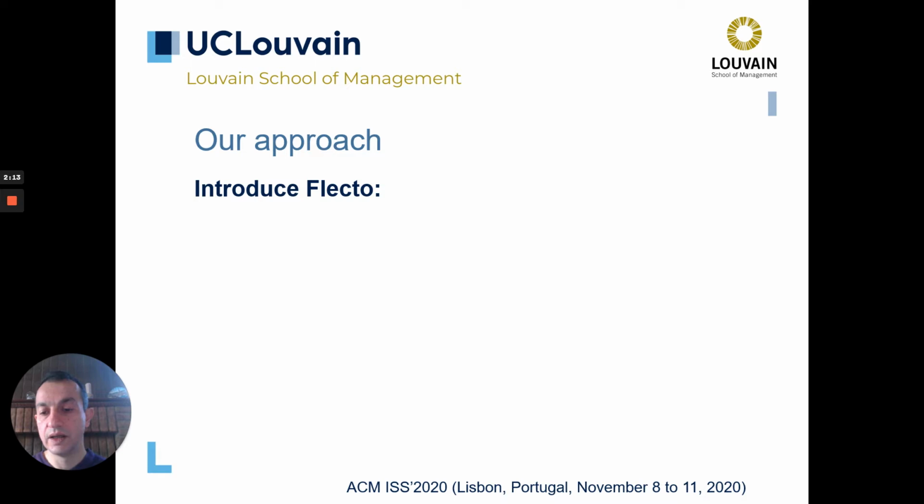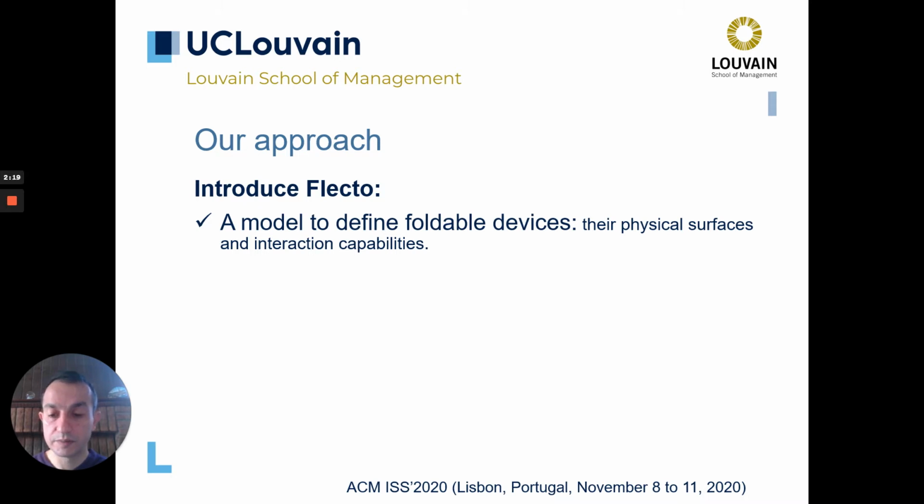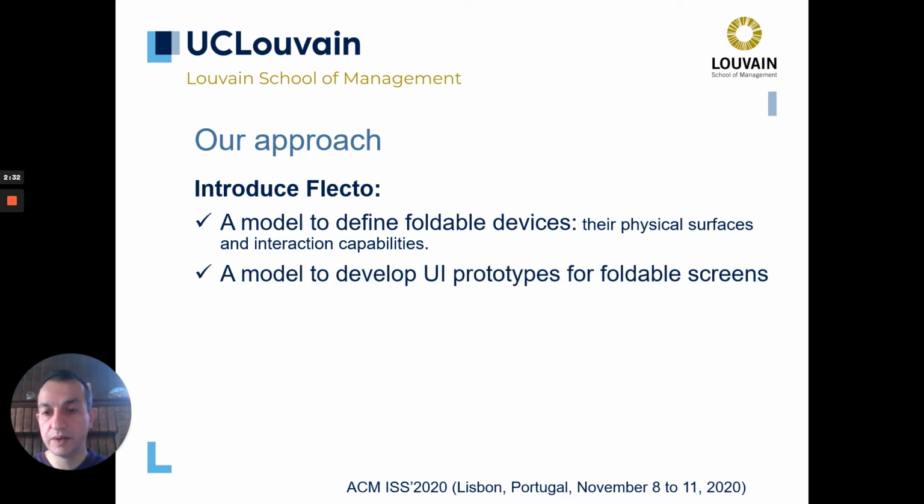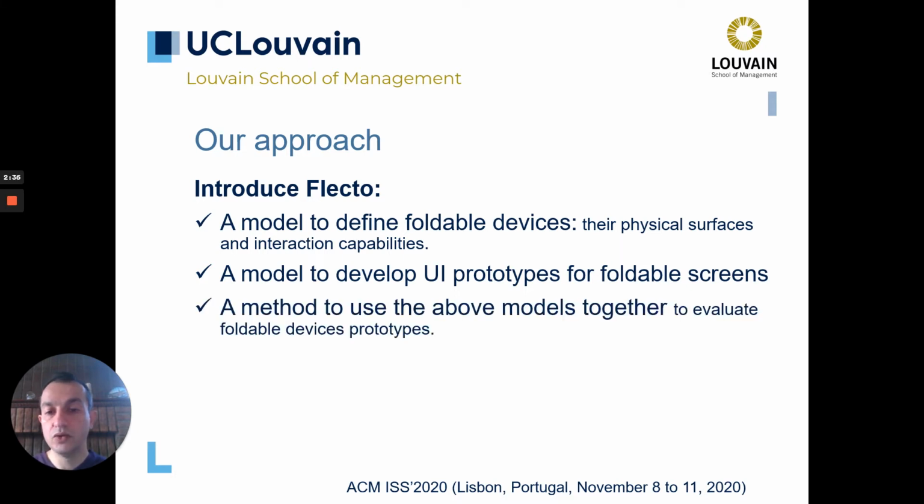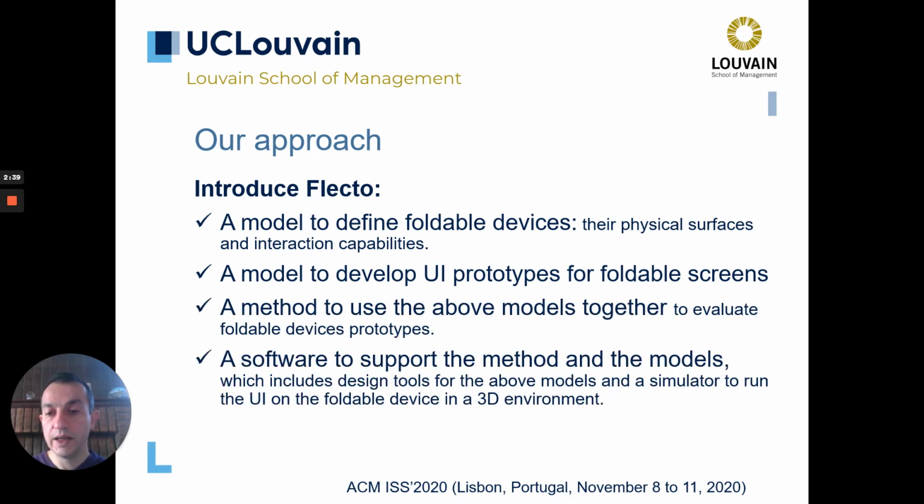Furthermore, on the software part, there is a lack of software development methods, models, and tools addressing UIs for foldable devices. In order to address these challenges and gaps, we introduce Flecto, a model-based approach to develop software for foldable devices. Flecto consists of a model to define foldable devices, that means the physical surfaces and interaction capabilities, a model to develop the UI prototype, a method to use both models, and a tool support for the method and the models.